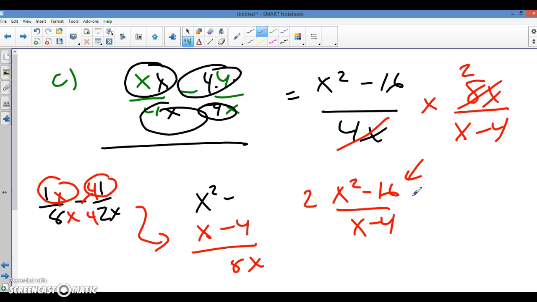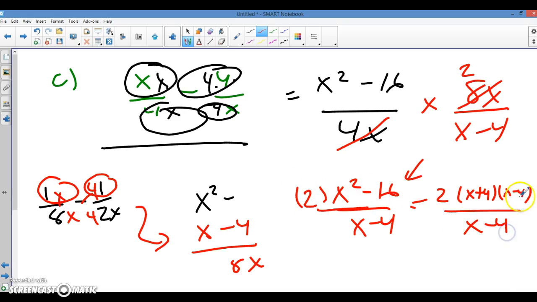Remember I said you want to factor. That's the difference of squares, so that turns into x plus 4, x minus 4. So after you factored, after you multiplied or divided here, you end up with something that can again be factored. So if that's the case, you might have to go to the next step and factor again. So x squared minus 16 is a difference of squares. And that will get me this, and then I can cross it out and end up with 2x plus 4.